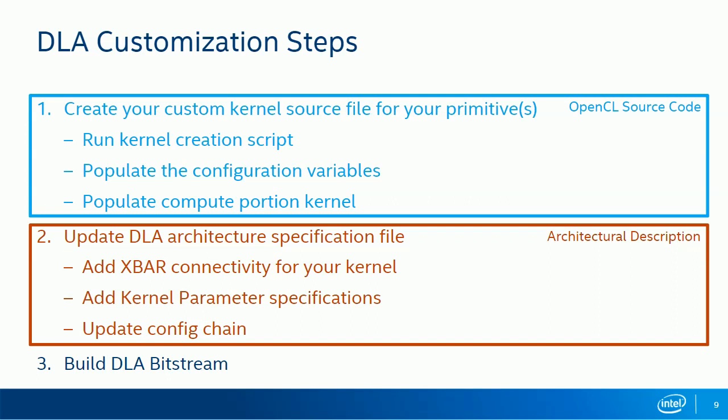This is a prototext file. In this file, you'll describe the crossbar connectivity for your kernel, create kernel parameters, and add the custom primitives to your configuration chain. In the final step, you'll run a script that will automatically build the DLA bitstream based on your kernel OpenCL file and the architectural description. We will examine each of these steps in detail.